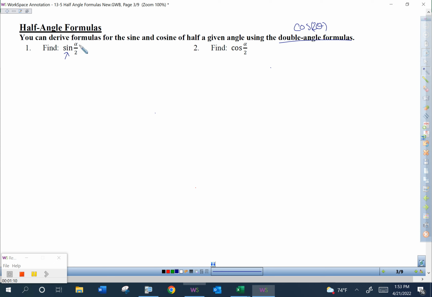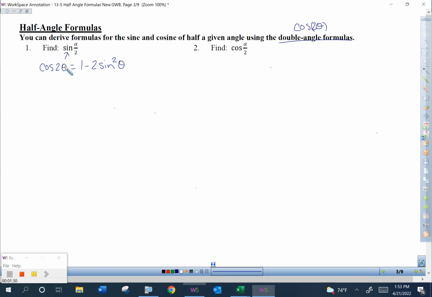Okay, and how this is going to work is because this says sine of the half angle first, we're going to use the cosine double angle that has sine involved. So that looks like cosine 2 theta equals 1 minus 2 sine squared theta. Okay, and right now this doesn't look even a little bit relevant because we don't have alpha. We definitely don't have alpha over 2. But that's the substitution we're going to make next.